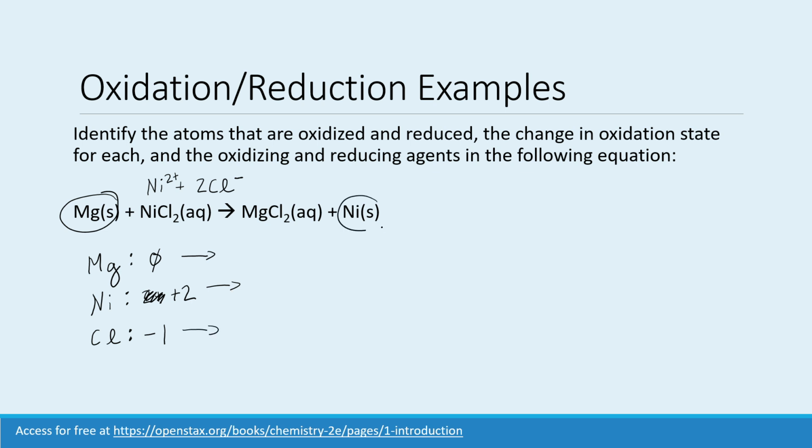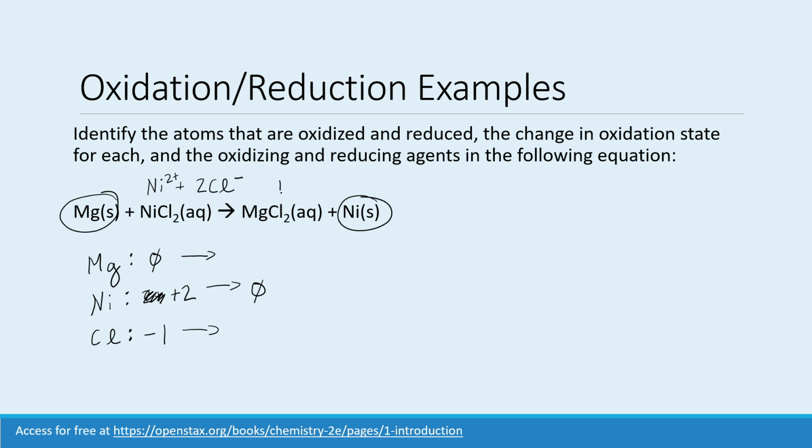Now on the product side, the nickel is now by itself and it's not combined with anything else, and so this oxidation state will be 0. And then the magnesium is now in a compound, right? This is a single replacement reaction where the magnesium has replaced the nickel.